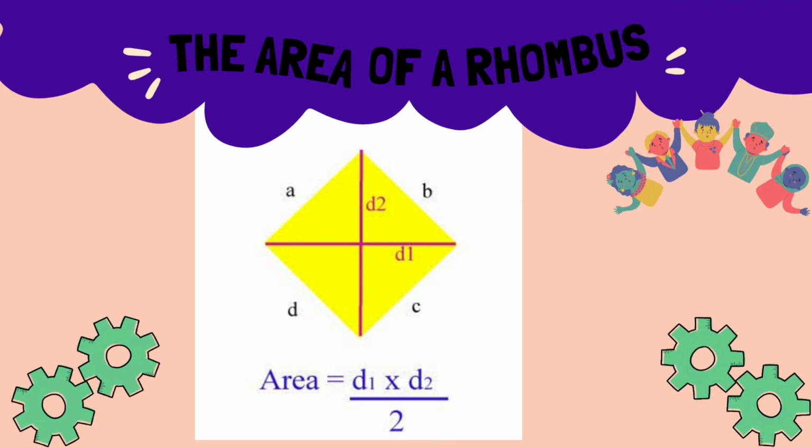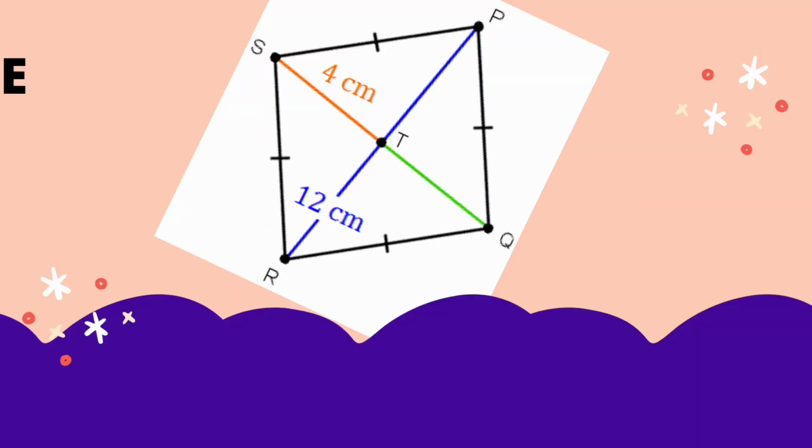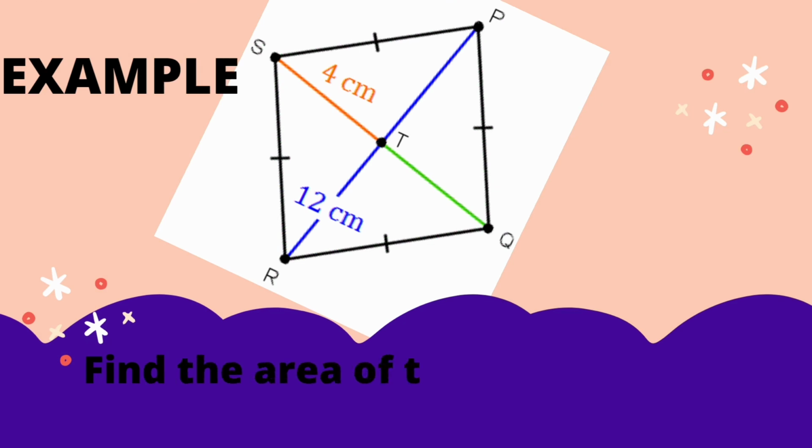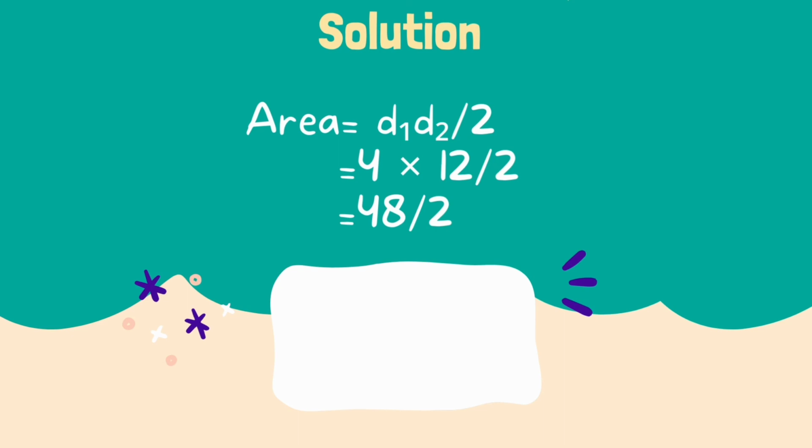So let's take an example involving how to find the area of the rhombus. You are told to find the area of this rhombus whose diagonals are 12 centimeters and 4 centimeters. So let's see how we find the area. As I told you earlier, the area will be d1 times d2 divided by 2, which is 4 times 12 divided by 2, giving you 48 divided by 2. And 48 divided by 2 will give you 24 centimeters squared.